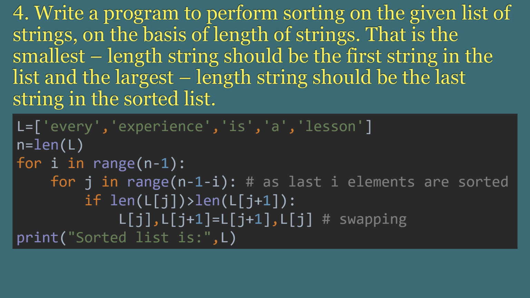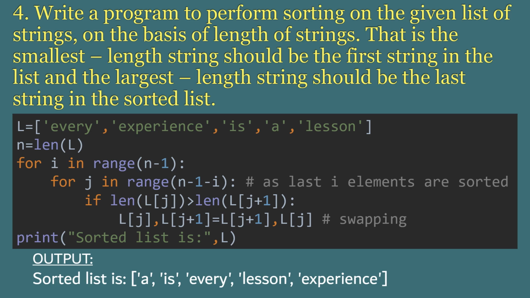Then after that, you'll get your sorted list like this. Once you run the program, you'll get the output like this. First, the smallest string will appear, then the largest string will appear at the last.